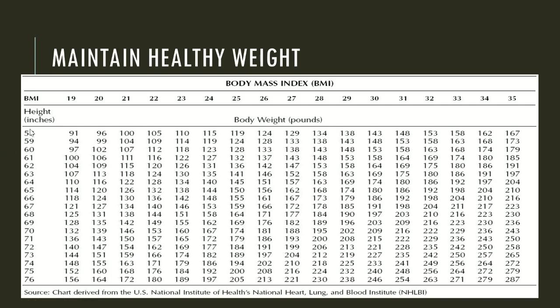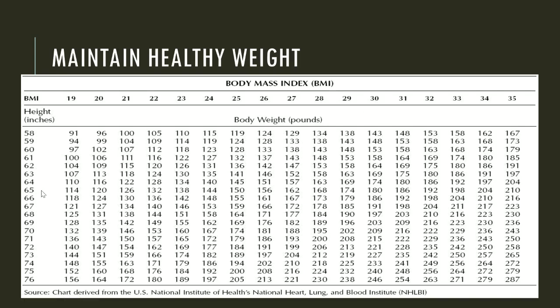So find your height on the left-hand column here. Say if you're 5'5", follow this over. If you're 5'5", your ideal body weight's around 150. If you follow that up, you'll see that puts your BMI at 25. You want your BMI at 25 or below. Anything above 25 to 29 puts you in the overweight category, and anything over 30 is obese.